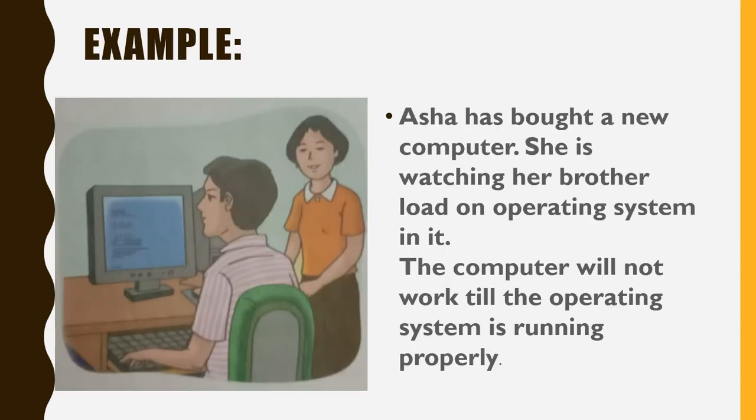For example, students, look at this picture. Asha has bought a new computer. She is watching her brother load an operating system in its CPU. The computer will not work till the operating system is running properly. And operating system is a software. It acts as a bridge between the computer and its user. Microsoft Windows, Linux and DOS are some popular operating systems.